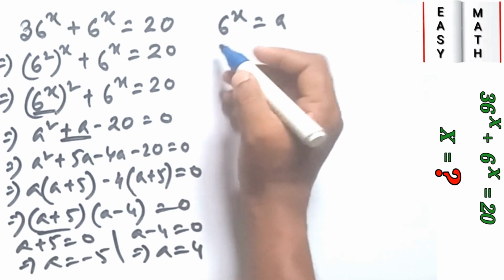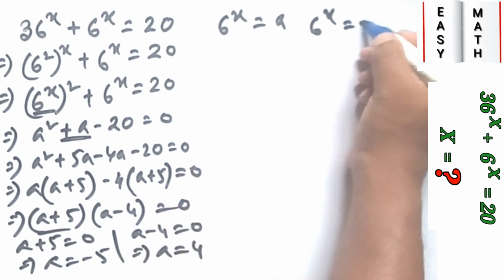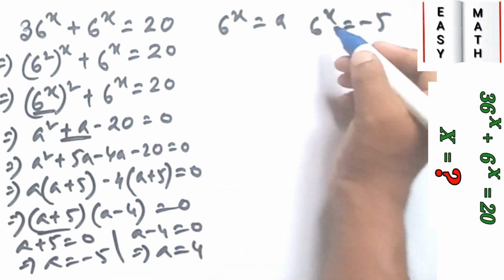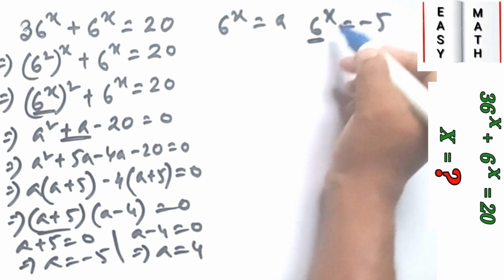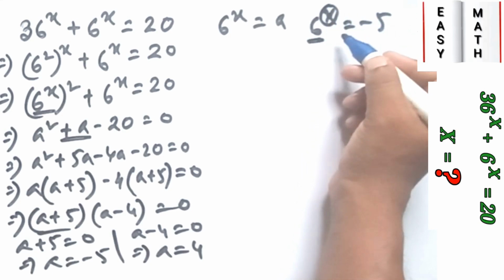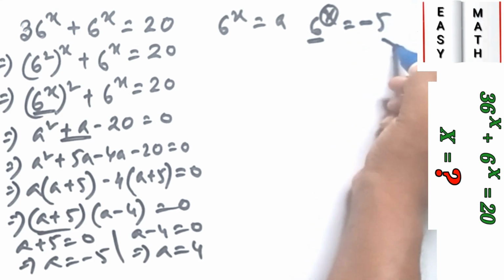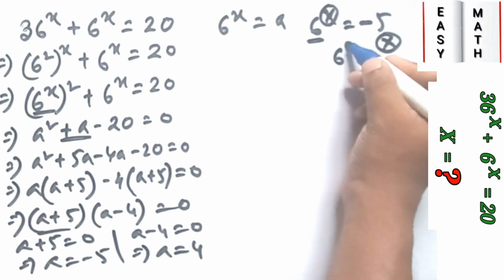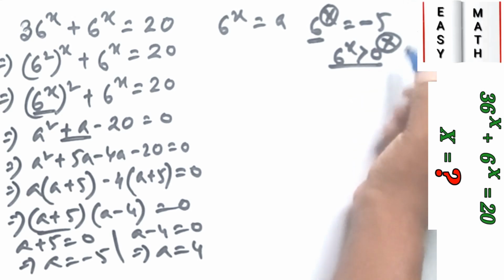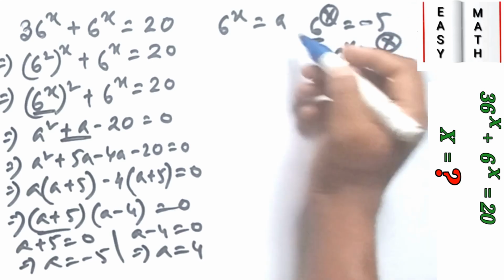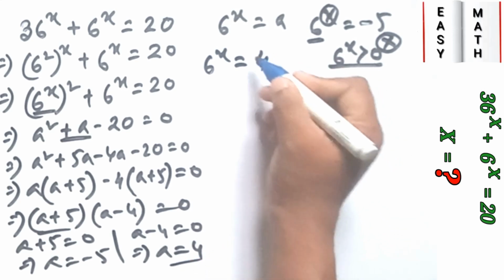Now if this is equal to a, so a is equal to minus 5, but any positive base raised to any power is always a positive number, but there is the negative, so this is cancelled because any positive number is greater than 0. So this negative is cut. So only this 4 is taken, this is positive.